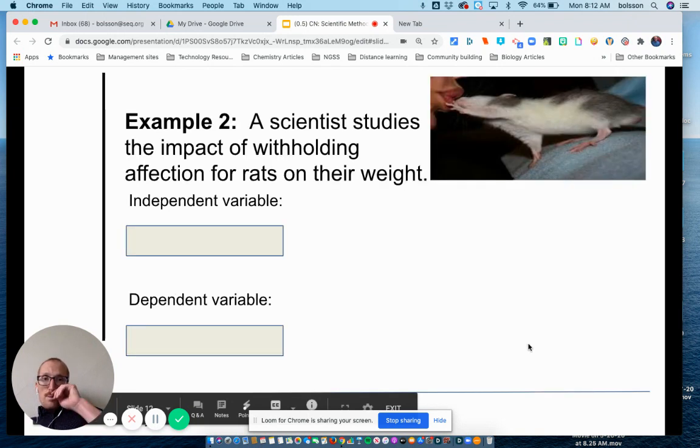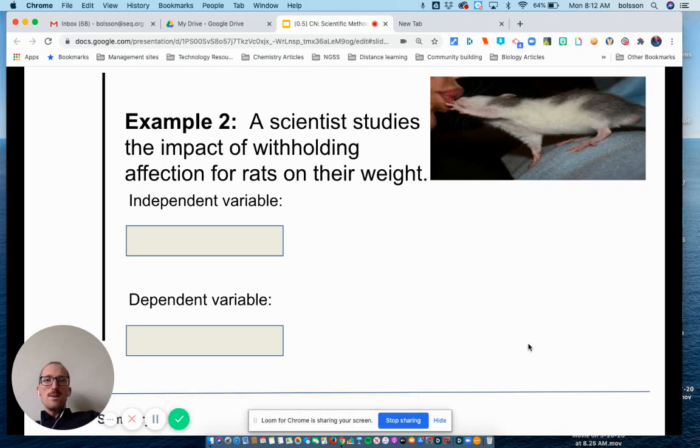Let's try one more example. A scientist studies the impact of withholding affection for rats on their weight. Okay, so maybe their question here was like, does affection affect whether a rat might gain or lose weight? All right, so I want you to think about this one for a second. What would be independent variables and dependent variables?